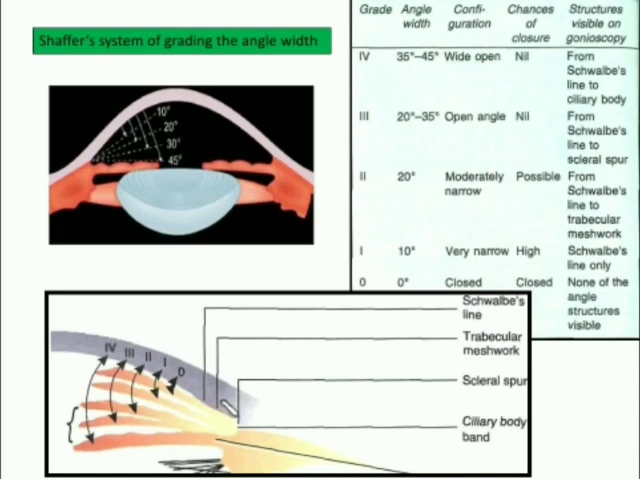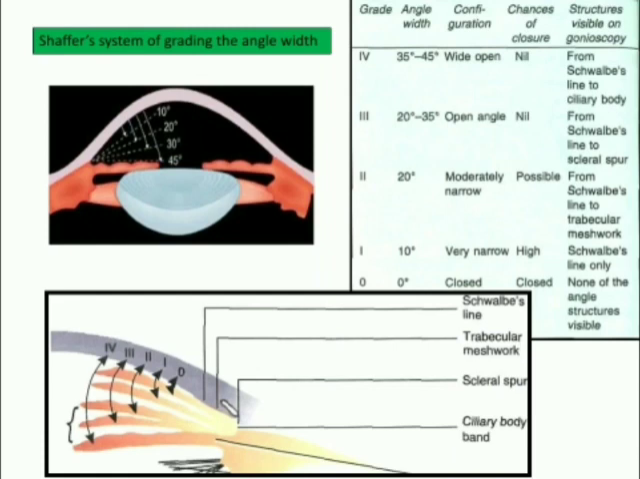The first grade which is written is grade 4, which is a wide open angle, and the angle width of a wide open angle would be approximately 35 to 45 degrees. In such an angle, when seen under a gonioscope, one would be able to observe the entire anterior chamber angle structures, from the Schwalbe's line to the ciliary body. As opposed to this, a grade 0 angle is a closed angle, and none of the angle structures are visible.